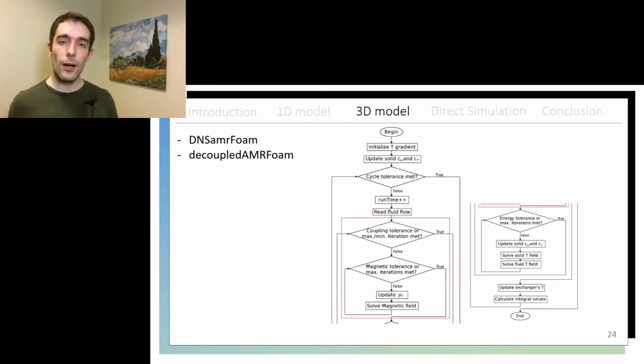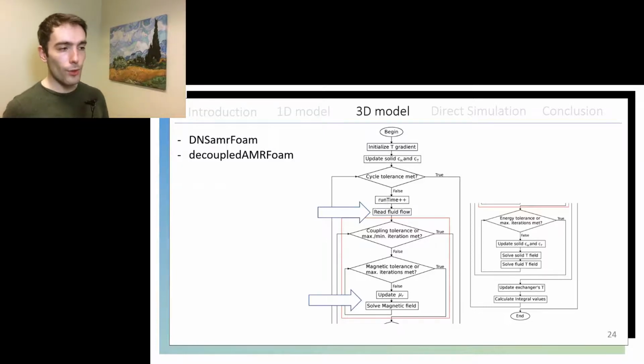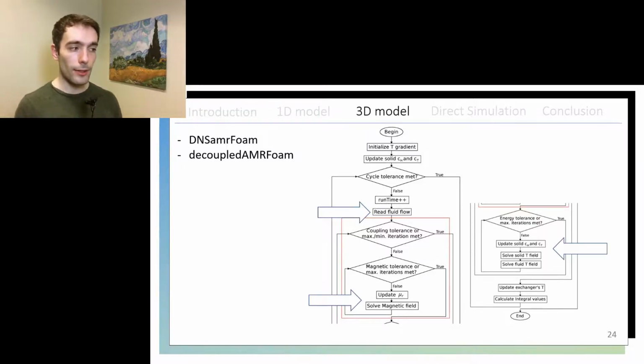So after I show you how we can accurately calculate the different physical phenomena in the regenerator, I show you the flowchart which would calculate the thermodynamic cycle of the regenerator. We would start every time step by reading the fluid flow from a file, because we have proved that the fluid velocity field could be decoupled from the thermal field. And then we would get into a loop that would calculate the magnetic field and the temperature fields of the solid and fluid domains in a coupled manner, and that would be for the code named DNS AMR foam.